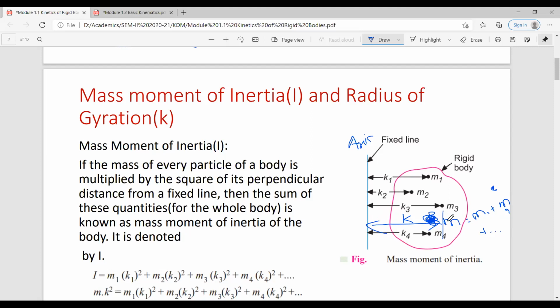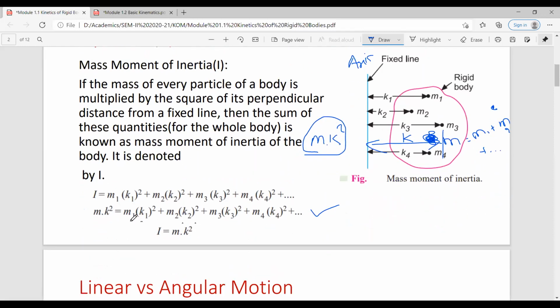So whatever is the inertia of this point mass m, it should be equal to the total mass moment of inertia of the body. If we consider the point mass m and its distance k from the axis of rotation, the mass moment of inertia will be mk square. So this mk square should be equal to m1 k1 square plus m2 k2 square plus m3 k3 square, like this. So we have written this equation, the second one, and then we get this formula, I is equal to mk square.